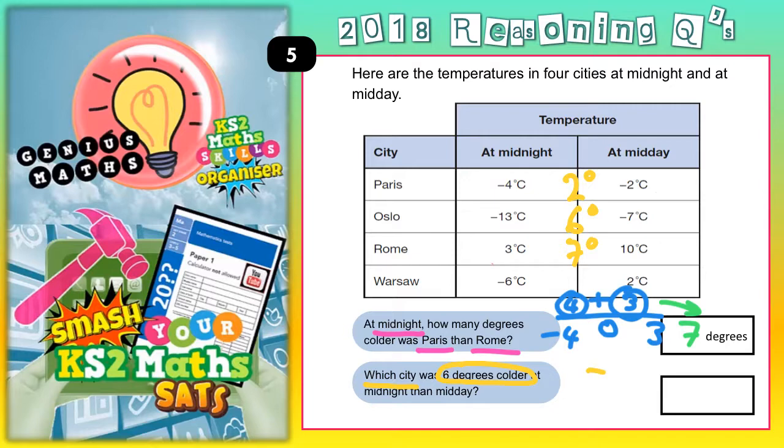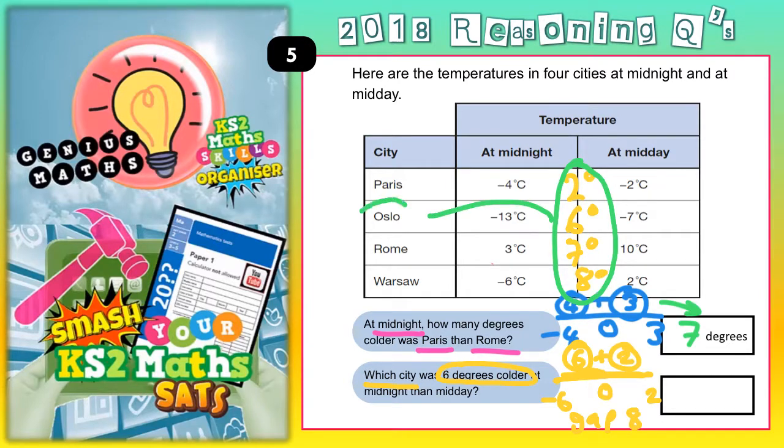We might need to use another little number line to help us with this one. So 0 up to 2 would be a gap of 2, and 0 down to -6 would be a gap of 6. And 6 plus 2 would give us a total gap of 8. So that is a gap of 8 degrees, and that is actually the biggest one. But the question does say which city was 6 degrees colder at midnight than midday, and if you check these gaps, the one that's got 6 degrees colder is Oslo. So Oslo is the answer that we need to write in there.